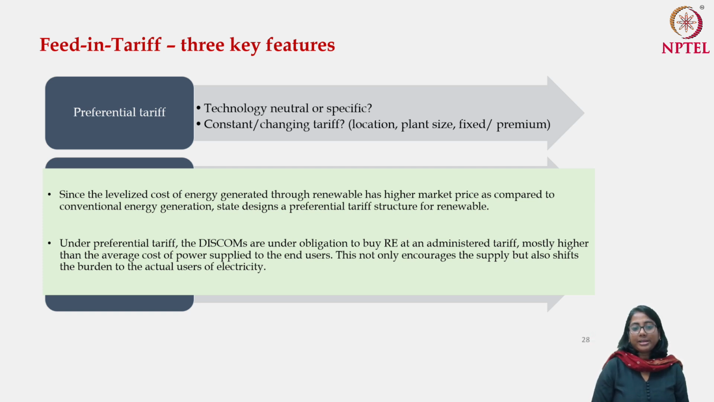Under the preferential tariff, the discoms, that is the distribution companies, are under the obligation to buy the renewable energy at an administered tariff, mostly higher than the average cost of power supplied to the end user. This is not only to encourage the supply of the power, but this also ensures that the burden is actually shifted to the actual user of the utility and not all over the taxpayers.